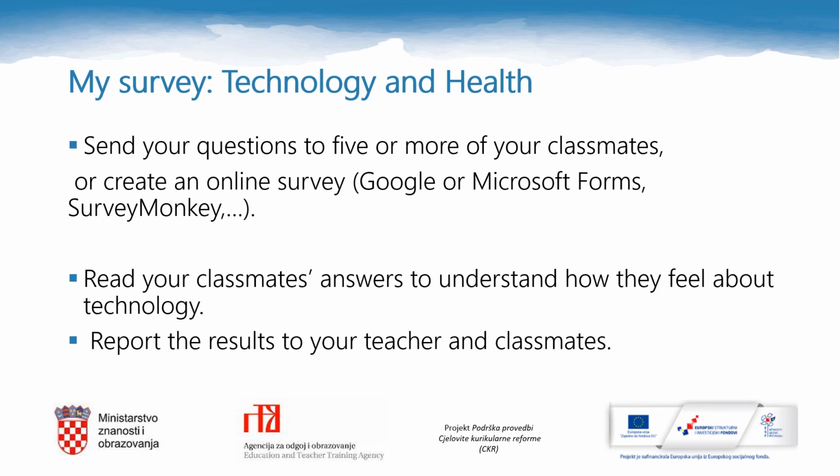When you are happy with the form and the content of your questions, when you have 5 good questions, you can send your questions to 5 or more of your classmates. You can choose to send a message to your classmates or to create an online survey using Google Forms, Microsoft Forms, or SurveyMonkey. Then read your classmates' answers and try to understand how they feel about technology. Report the results to your teacher and to your classmates.